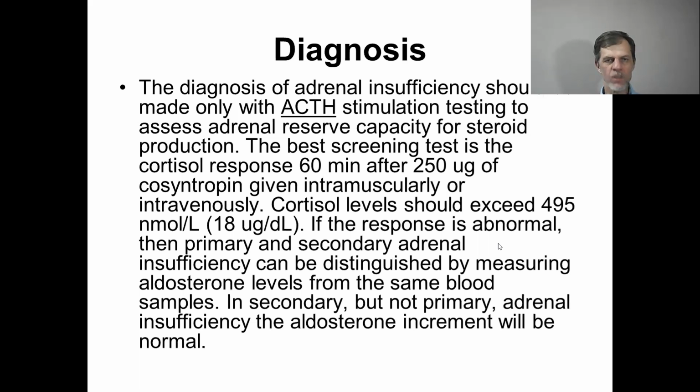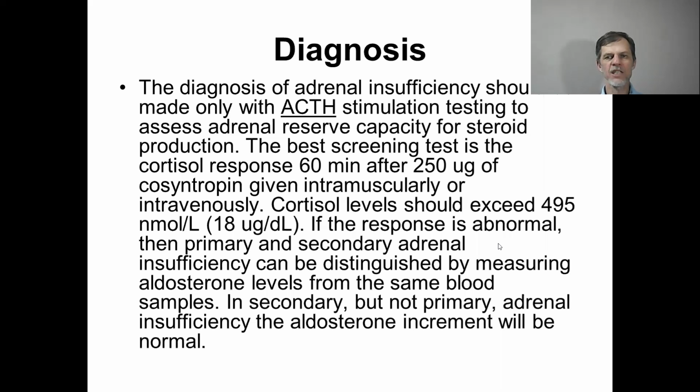cosyntropin. What is cosyntropin? Cosyntropin, this is ACTH, but as a remedy. We have a remedy of ACTH, cosyntropin. We give injection of this cosyntropin intramuscularly or intravenously, and cortisol levels should exceed 499 nanomoles per liter, or 18 micrograms per deciliter.